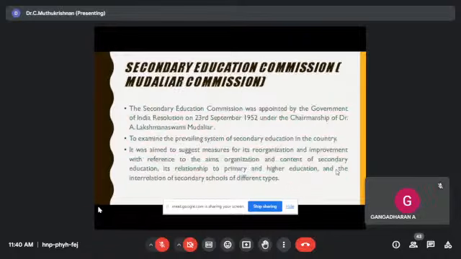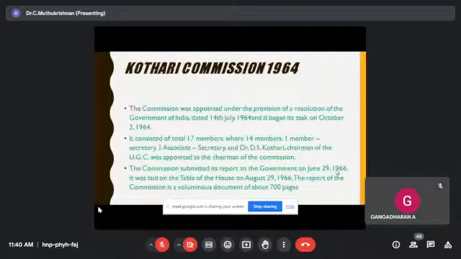And after the Mudaliar Education Commission, we have to think about what is meant by the Kothari Education Commission 1964. Who is the Kothari? The commission was appointed under the provision of the resolution of the Government of India dated 14th July 1964, and it began its task on October 2, 1964. And it consists of a total of 17 members.